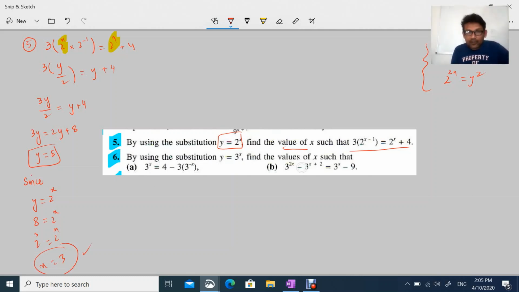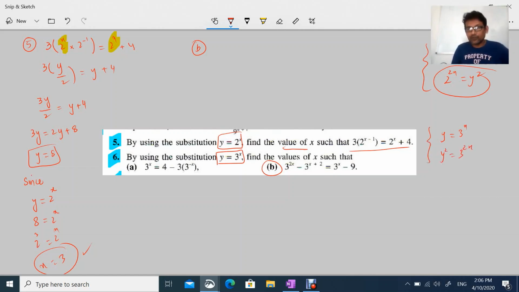Okay, A and B, I think I should do B. Okay, I'm doing B part. In B part, y is 3 power x. The main thing is to convert this equation into terms of y first of all. Okay, remember this part also. The same thing here. When y is 3 power x, then y squared will be 3 power 2x.